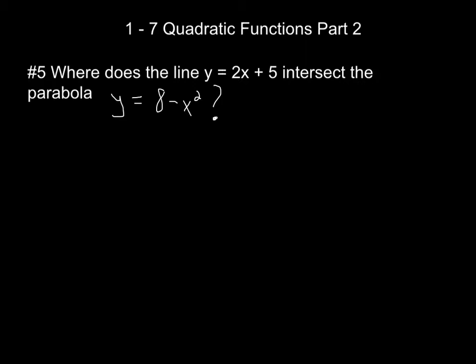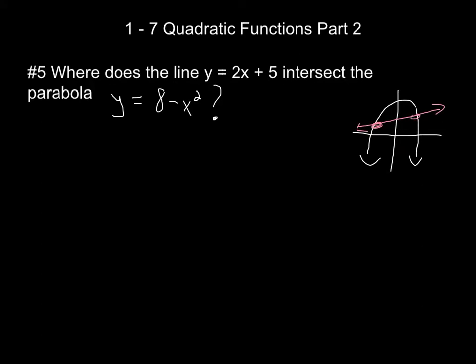I'm going to start off with an example asking the following question. Where does the line y equals 2x plus 5 intersect the parabola y equals 8 minus x squared? Where do they cross? To give you an idea, here's a y-axis, here's an x-axis, and we're trying to figure out where in general this parabola is met by a line.